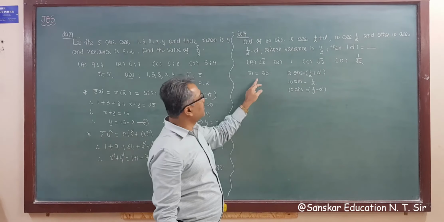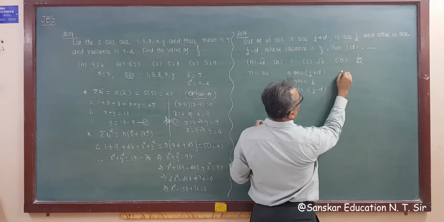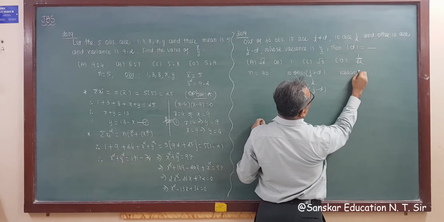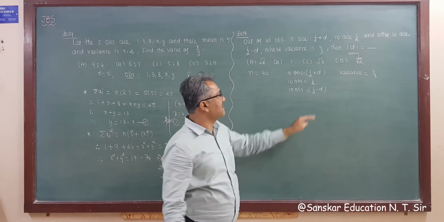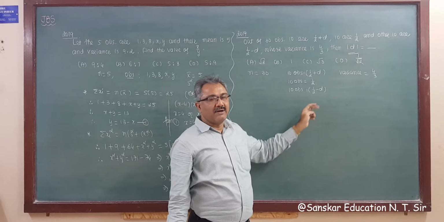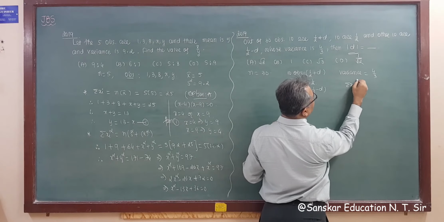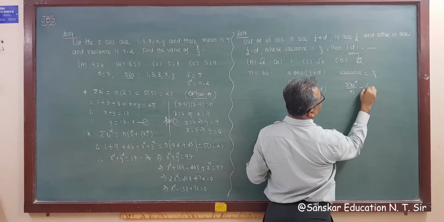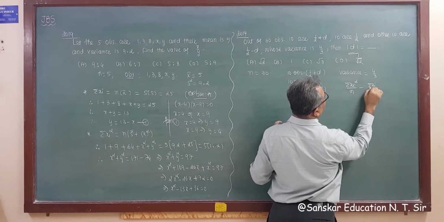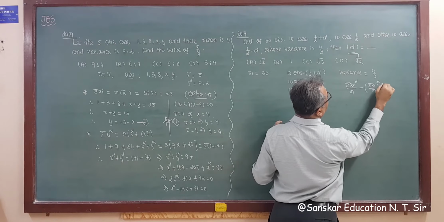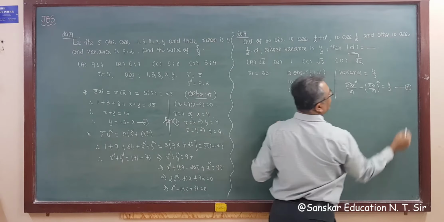So total 30 observations are given, whose variance is 4 by 3. Then we have to find out the value of this d. Now variance is given, and the formula for variance is sigma xi square upon n minus, instead of x bar, I am writing here, sigma xi upon n whole square, is equal to 4 by 3. This is given. Suppose this is our equation number 1.